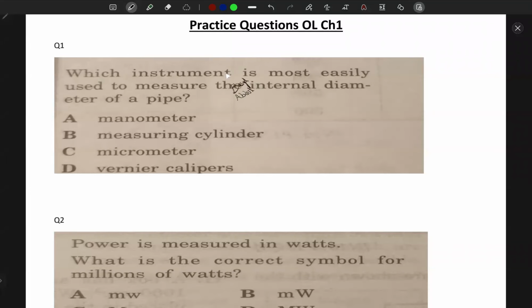Which instrument is most easily used to measure the internal diameter of a pipe? We have some options. Manometer, we did not really study it, so you might be thinking that's not the answer, obviously. Measuring cylinder, micrometer, vernier calipers. Anyone have any idea what a manometer is? No, sir. Okay, so we'll be discussing that.